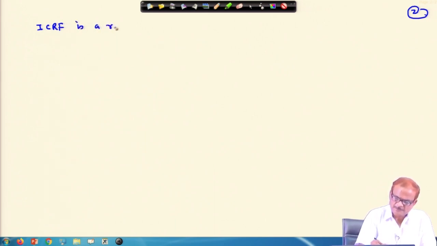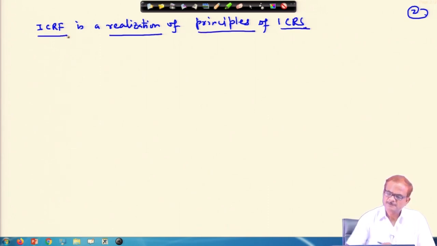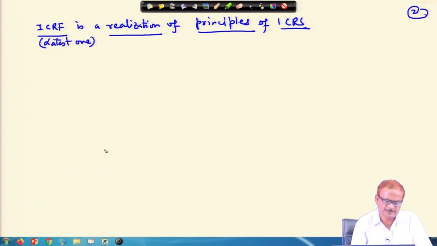is a realization of the principles of the ICRS. Whatever principles have been laid down in the ICRS, this frame is realized according to them, and this is the latest one. Before this we had other reference frames.